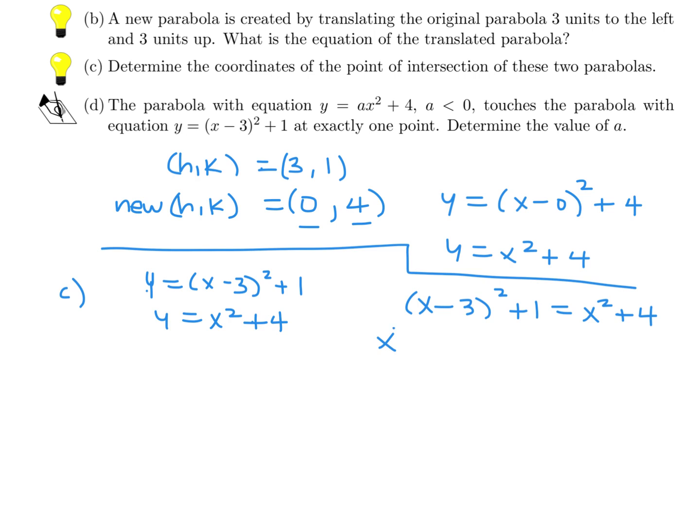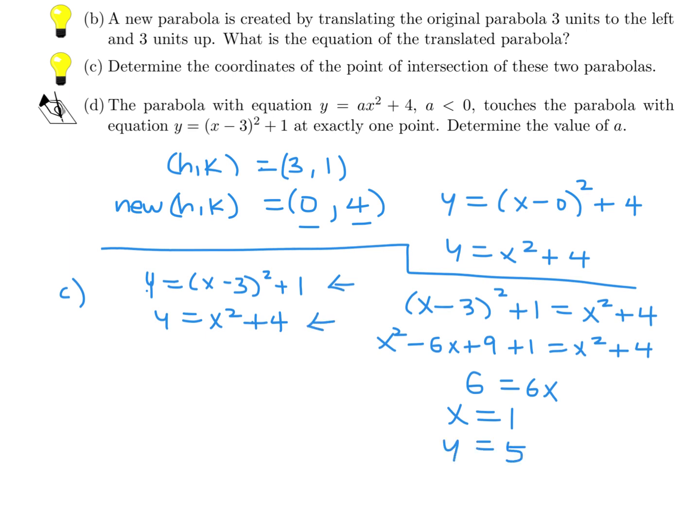So that's going to be x squared minus 6x plus 9 plus 1 is equal to x squared plus 4. And the x squared cancel, and I think I'm just left with 6 is equal to 6x, and therefore x is 1. And substitute x equals 1 into either one of these, and you'll get the y-coordinate, which I believe is 5. So that means the point of intersection is (1, 5) of these two parabolas.